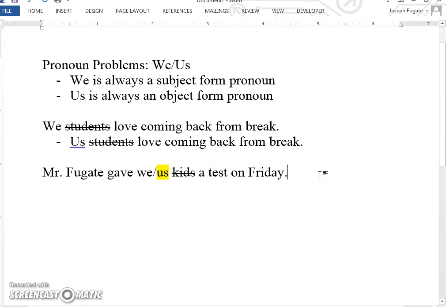So the takeaway from the grammar today is that when you have we or us in a sentence and it's followed by a noun that defines who we or us is, as a writer, if I want to know if I've used we or us correctly, ignore that noun, and then my choice is much, much easier.